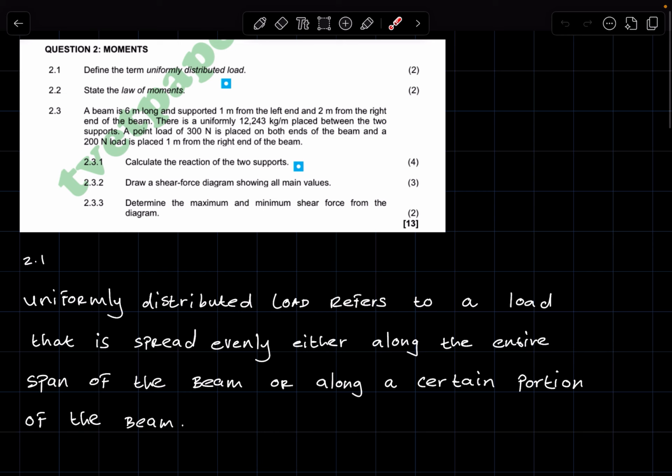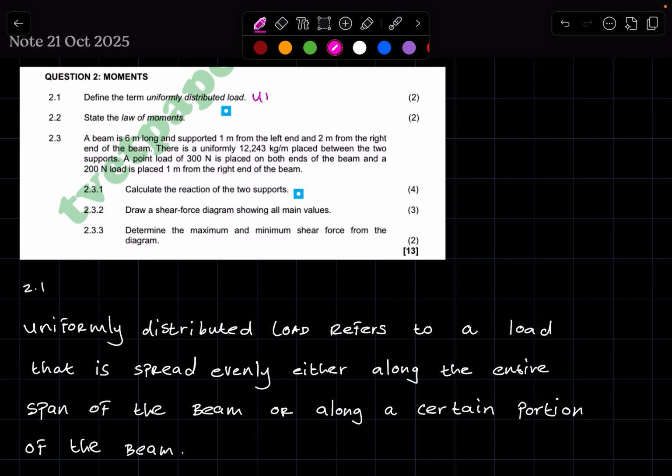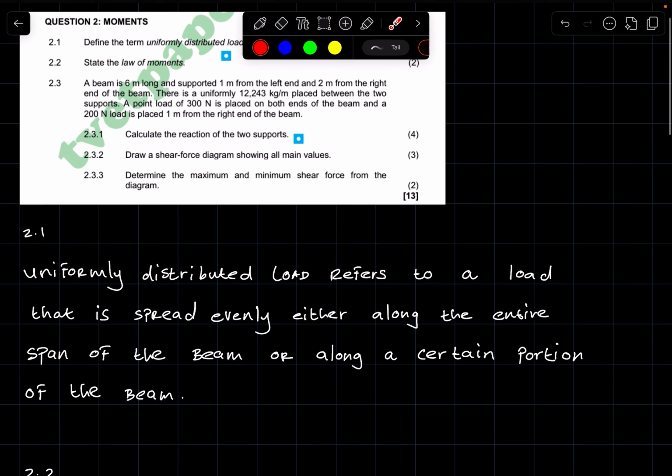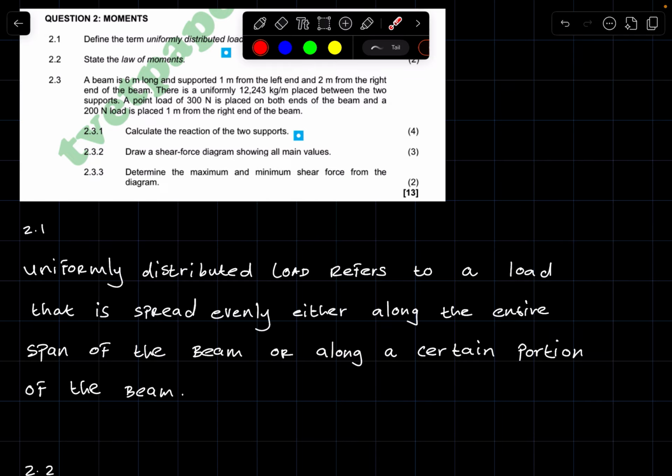Now 2.1, they want us to define the term uniformly distributed load, right? Uniformly distributed load is also known as a UDL. UDL stands for uniformly distributed load. So for 2.1, a UDL refers to a load that is spread evenly either along the entire span of the beam or along a certain portion of the beam. You will see exactly what I'm referring to when we discuss 2.3.